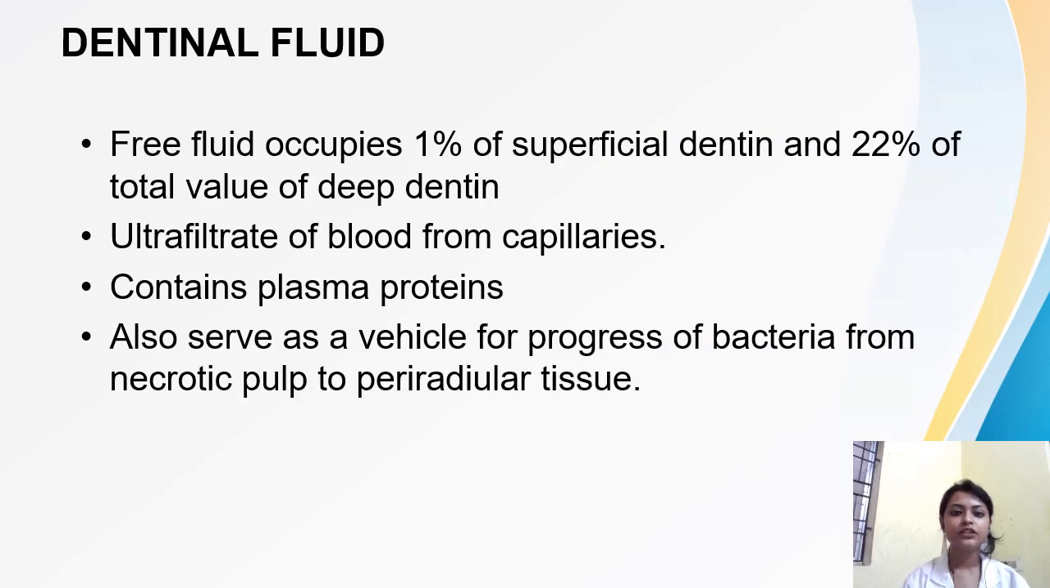Now dentinal fluid. Free fluid occupies 1% of the superficial dentin and 22% of the total volume of the deep dentin. What is actually the dentinal fluid? It is the ultrafiltrate of the blood from capillaries. It contains plasma proteins. It also serves as a vehicle for progress of the bacteria from necrotic pulp to periradicular tissue.